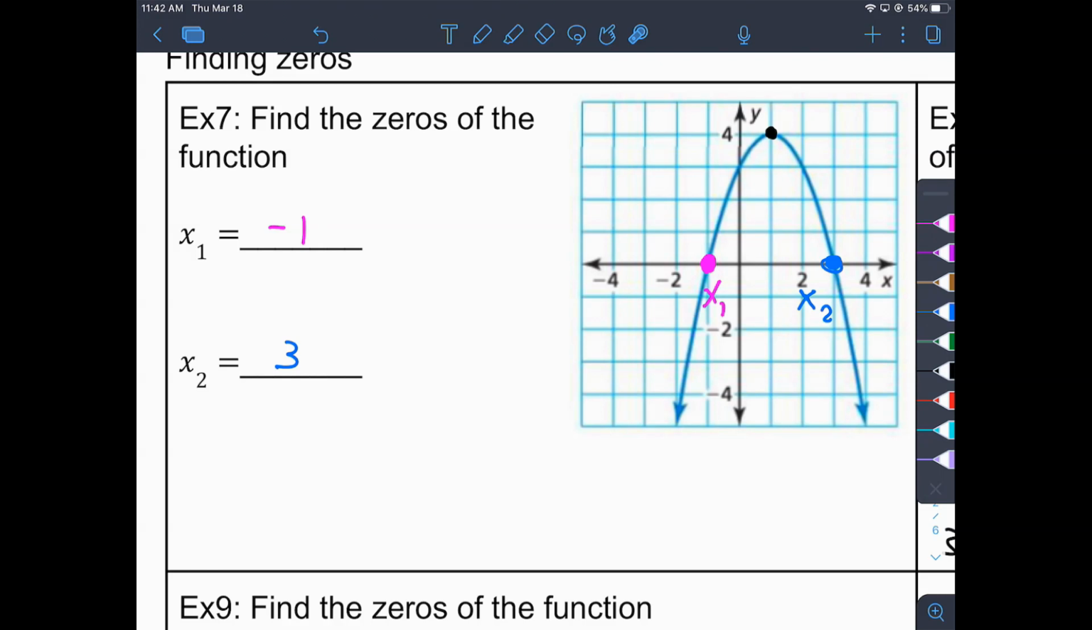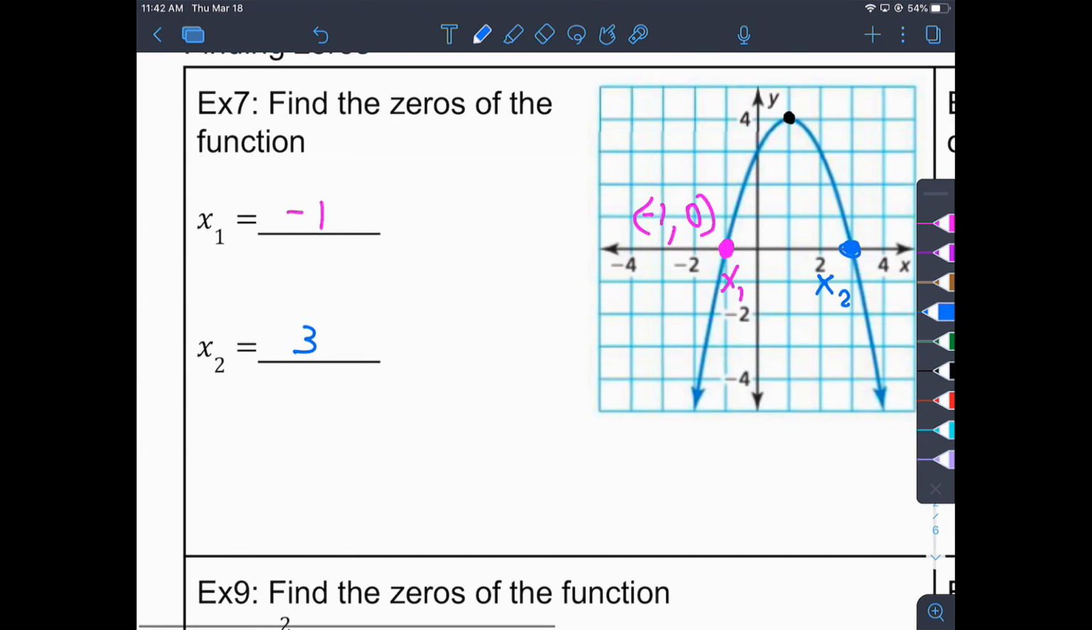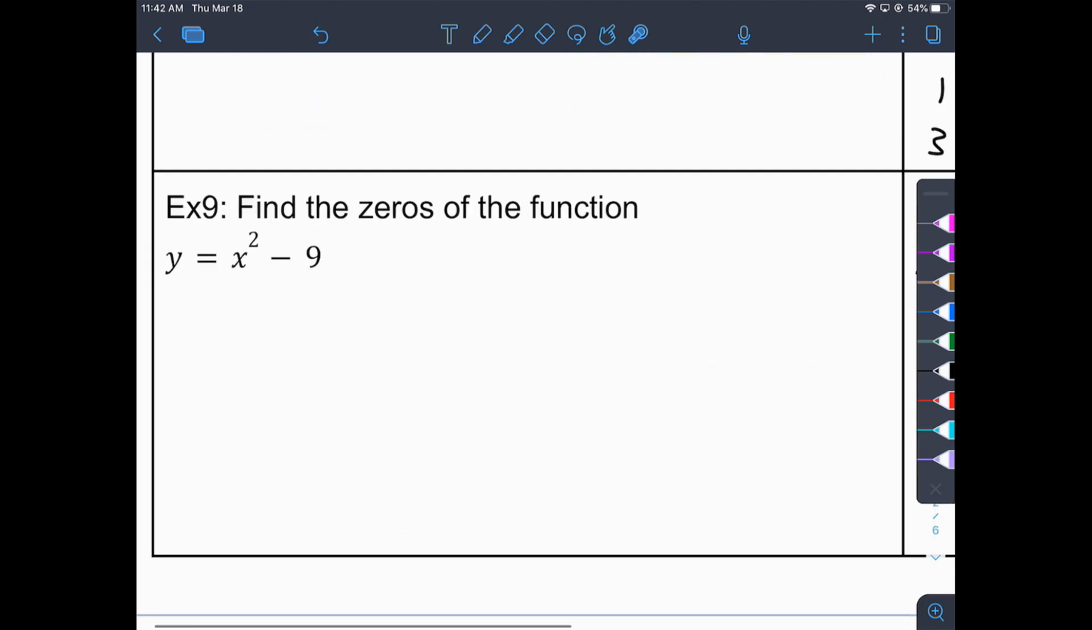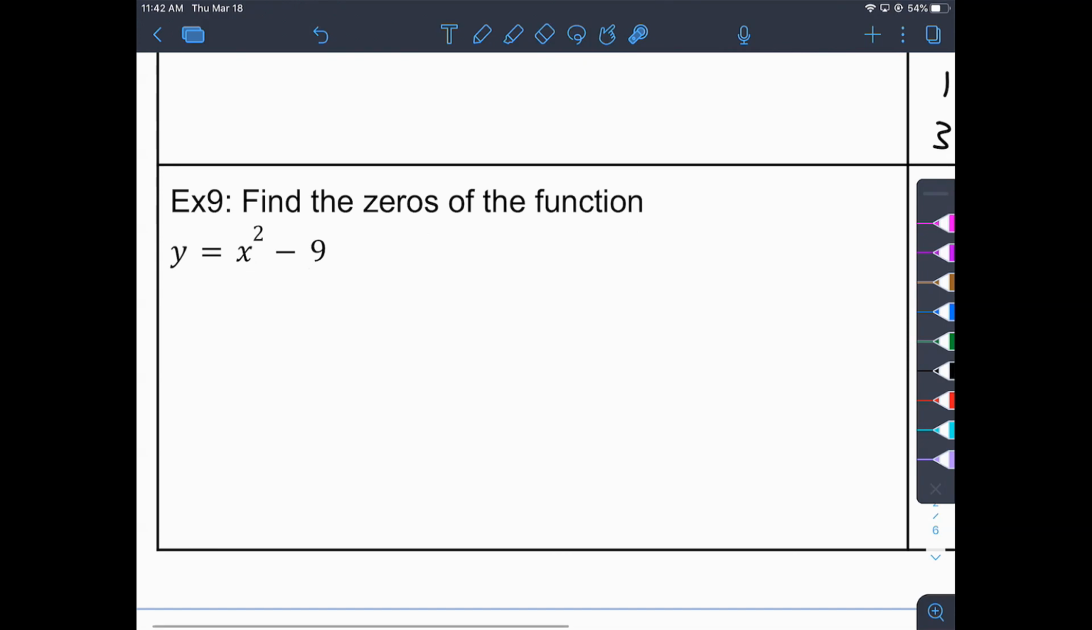For instance, talk about this pink point. If I wrote its coordinate down, it's negative 1, 0. If I wrote down the blue point, it is 3, 0. Notice that I find where it intercepts the x-axis when y is 0. Again, this is the x, this is the y, this is the x, this is the y. I find it when y is 0. So down here, I say, oh, well, I can find my zeros if I first make the y a 0.